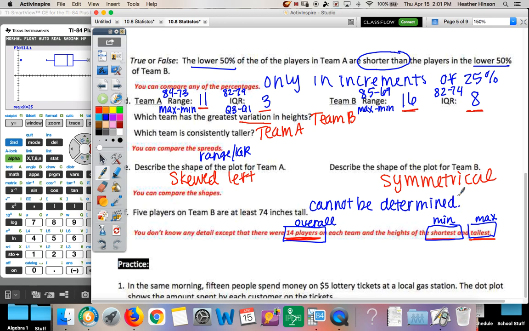There's not really a ton of information you can get from box plots other than your quartiles, your 25%, and the number of players and the max and min. So be very careful when you answer questions about box plots.